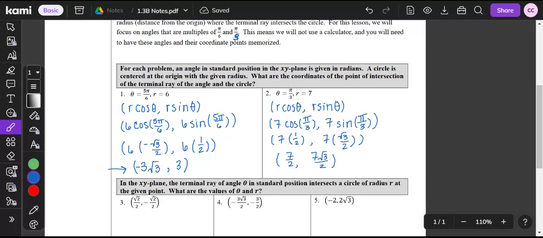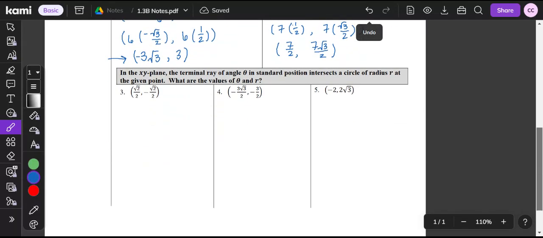All right, so when you set this up, you should have had that your coordinates are 7 times the cosine of pi over 3, comma 7 times the sine of pi over 3. And again, if you have your unit circle memorized, great. If not, you might want to look at one. The cosine of pi over 3 is 1/2, and the sine of pi over 3 is root 3 over 2. So there's really no simplifying I can do there. 7 times 1/2 is just 7 over 2. 7 times root 3 over 2 is just 7 root 3 over 2.